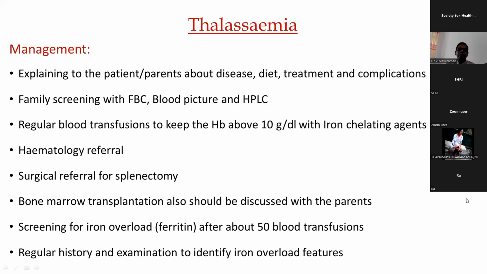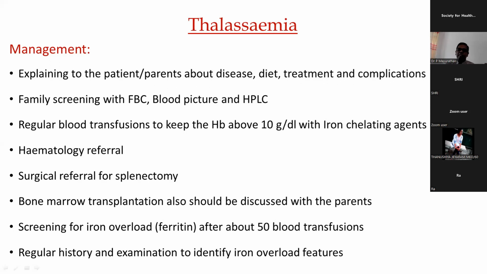So in addition to treating the patient, we may have to do a family screening, very important. At least do the full blood count and the blood picture of the family members first. Then whoever is having features of thalassemia can undergo HPLC, because HPLC may not be available in all of your hospitals. And these patients should have regular blood transfusions to keep the hemoglobin more than 10. Remember, more than 10. Even 11 is all right for them to have a normal or near normal life. If the hemoglobin is below 10, they can't be normal people.